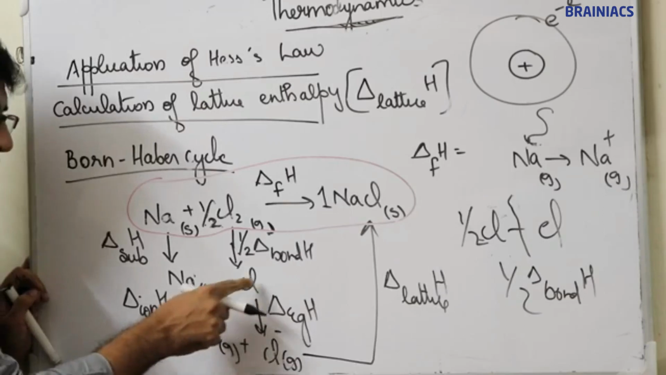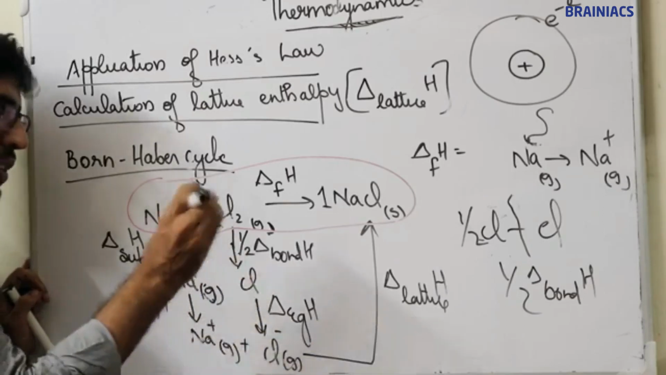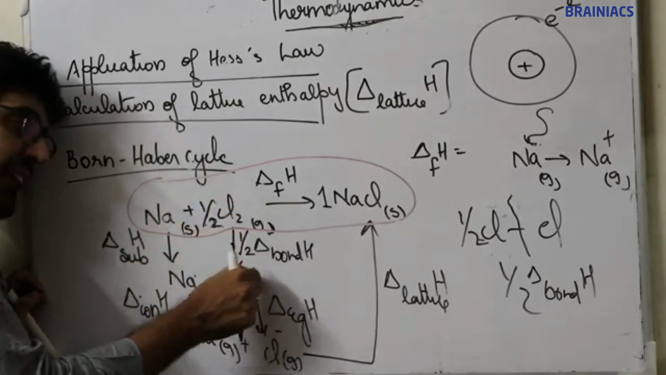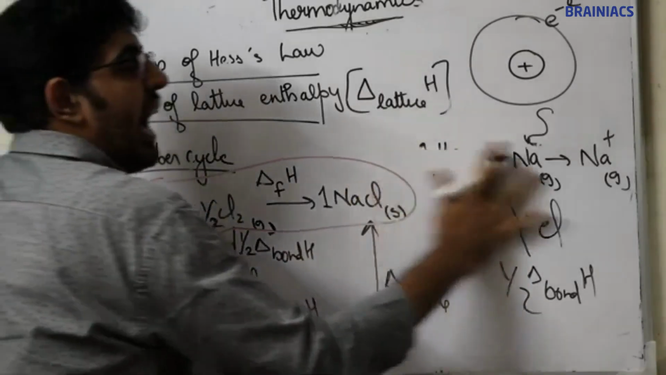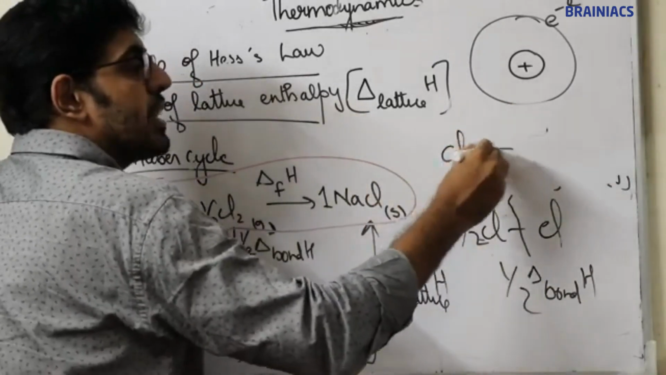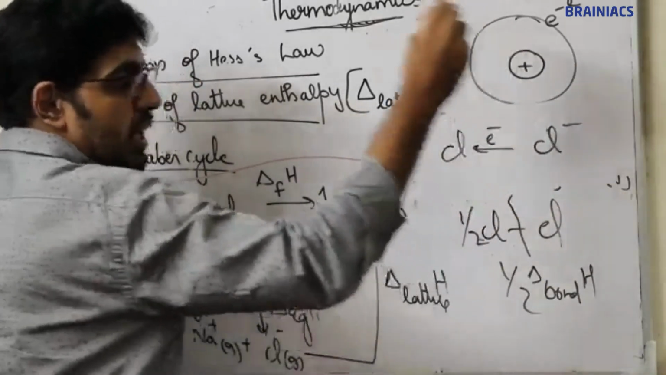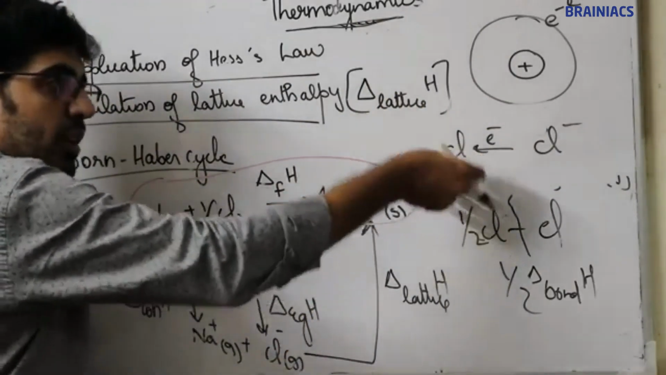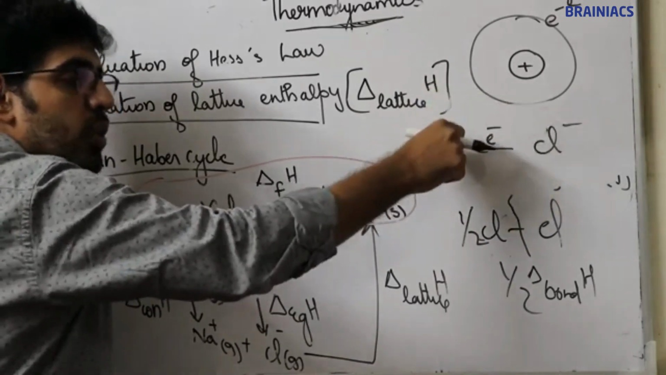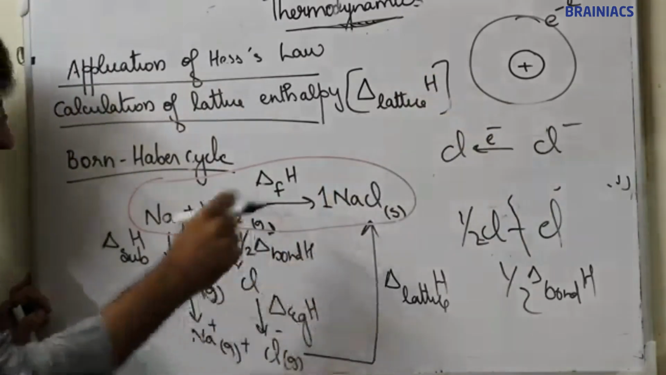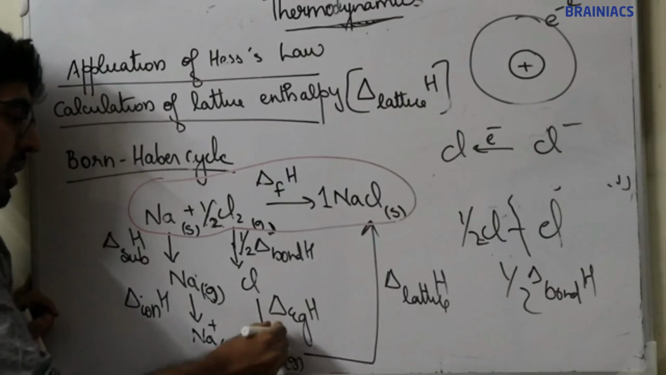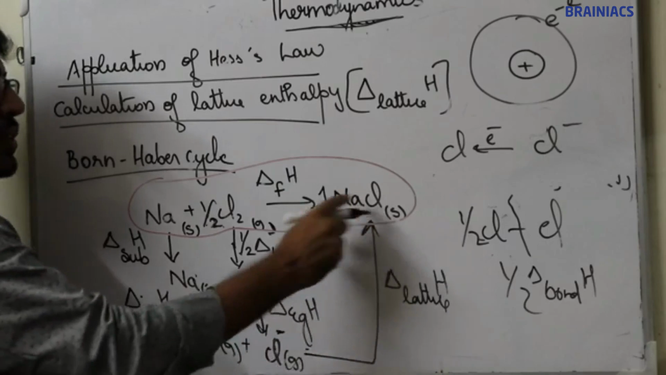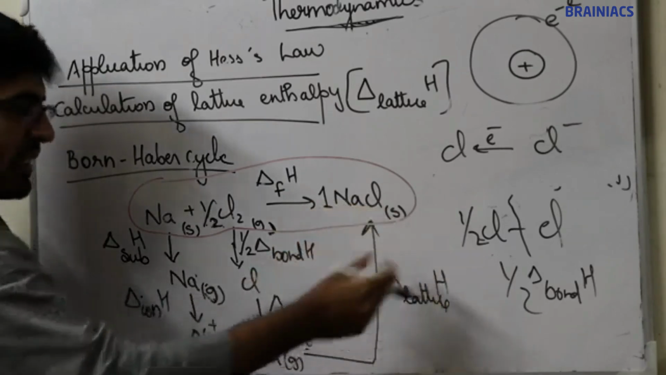Now we got Cl. To convert Cl to Cl⁻, we have to supply an electron. So when the Cl accepts one electron, it will convert to Cl⁻, right? The energy released when we add an electron to Cl is known as electron gain enthalpy. So we got Cl⁻. Now Na⁺ gas plus Cl⁻ gas gives 1 mole of NaCl solid, and that is lattice enthalpy.